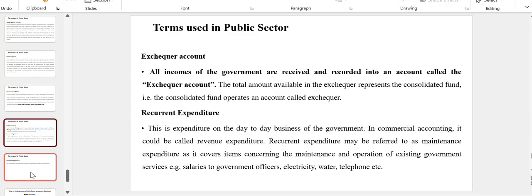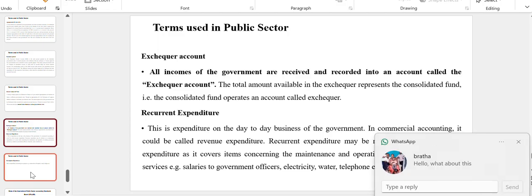So that is that. Then we have what we call Exchequer. I've told you Exchequer is an account in the consolidated fund. Okay? Are you together? Now, when the government receives money, all this money is recorded or is put in an account called consolidated fund. It records all monies received by the government.